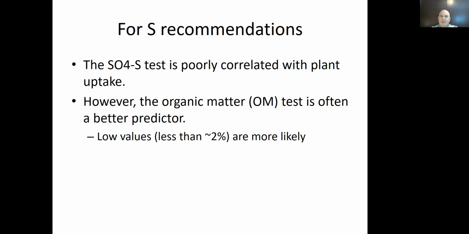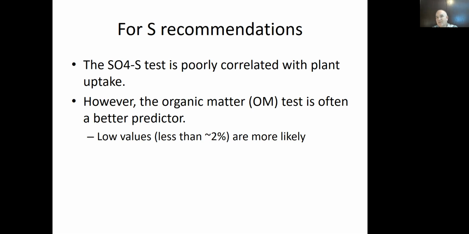Now, sulfur, the soil test is really poorly correlated with plant uptake. However, soil organic matter is actually a pretty decent predictor of sulfur response. If I have organic matter less than 2%, I've got a reasonable chance of getting a sulfur response.